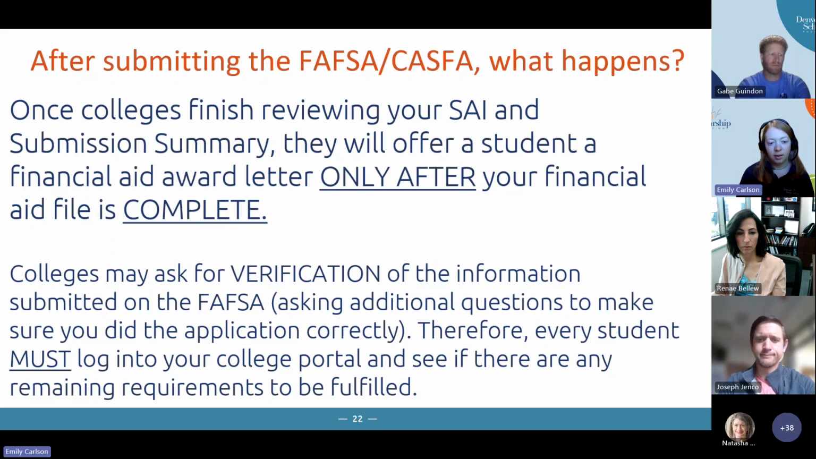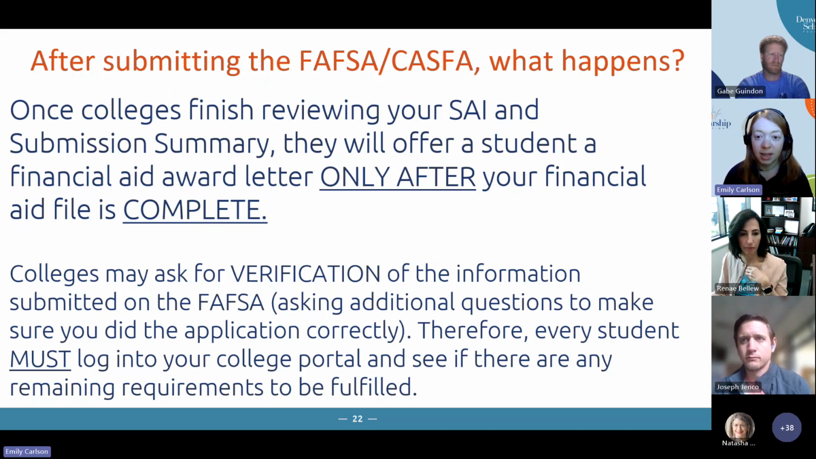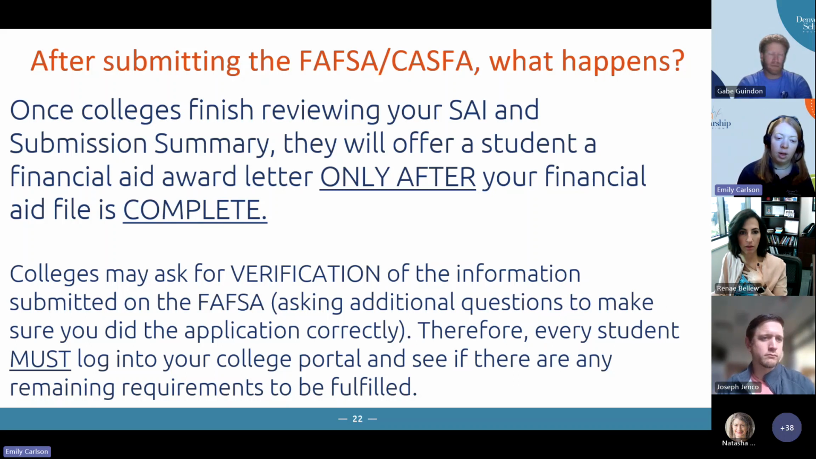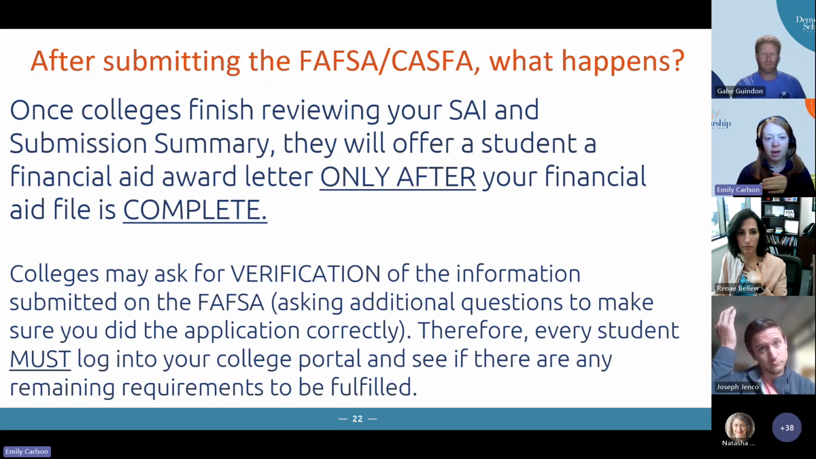But because of this verification process, it is really important that the students log into their college portals. That's the login information that they get from the colleges when they're accepted. That allows them to go and see various things like signing up for advising, looking at scholarships, looking at financial aid. There will be an area in their portals for financial aid so that they can check and see if they have any requirements that they have to fulfill.